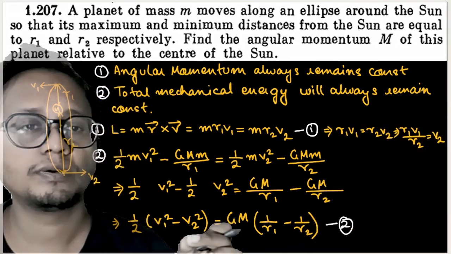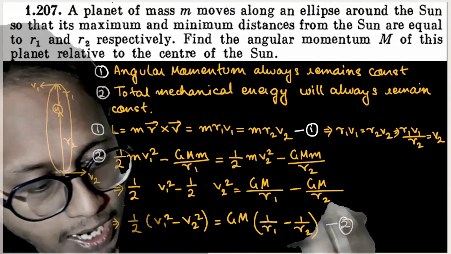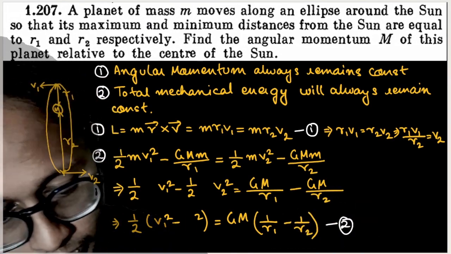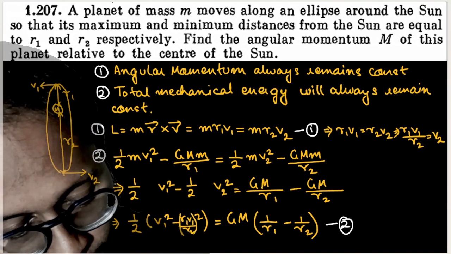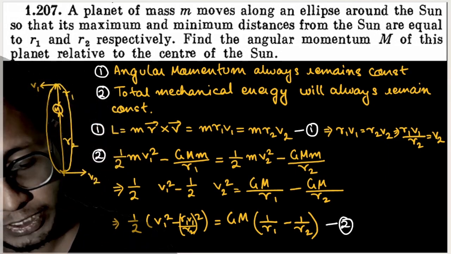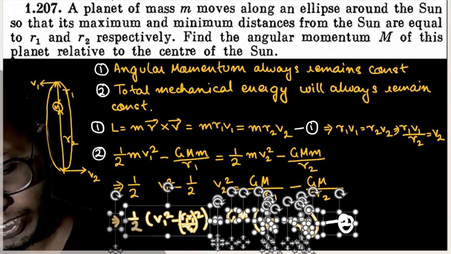So if I substitute the value of v2 out here, what do I get? R1 v1 by R2, whole square. Okay, so I'll just copy this equation on the next page. Let me just copy this equation and then I'll solve it.